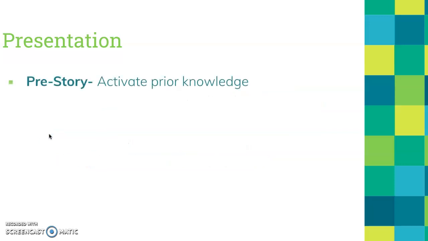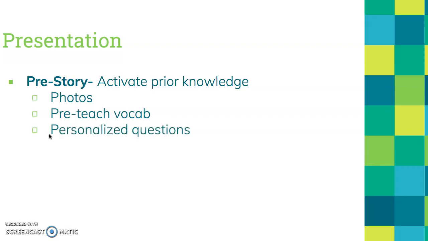So the first thing I'm going to do is, instead of just jumping right into my story, I'm going to activate their prior knowledge with some sort of pre-activity. And this is really, really good to kind of set the scene for what we're about to be reading about. So I'll show photos, maybe to get them visualizing what we're about to be reading about. I'll pre-teach some really important vocabulary that I think are going to be key words for them to comprehend the story or to comprehend the resource.